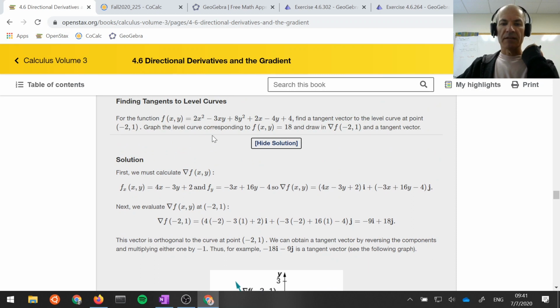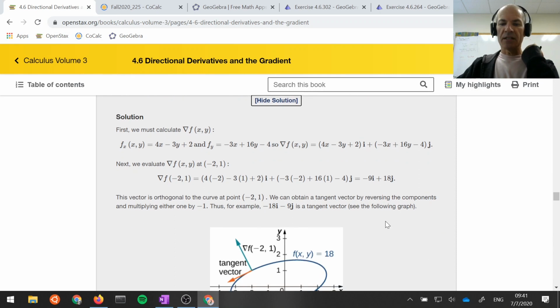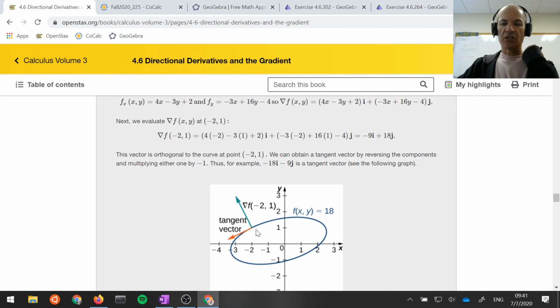We compute the gradient, f sub x, f sub y, and we plug in the values -2 and 1, and we get this vector, -9i plus 18j. This vector will point in a direction that's perpendicular to the level curve at the point -2, 1.